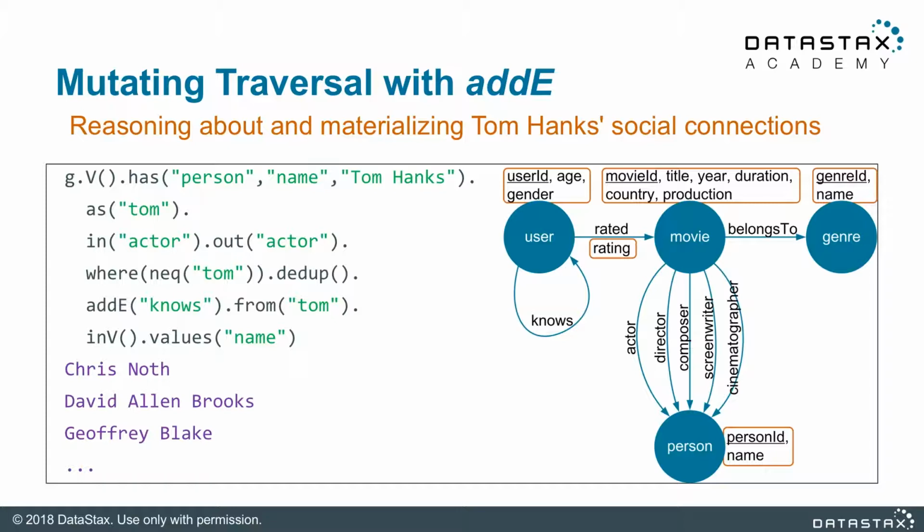And in the output here, you can see that we have Chris Noth, David Allen Brooks, and Mr. Blake. In this next example, we are going to play with adding edges and removing them. What we are going to do here is turn all of the actor edges into actedin edges in the reverse direction.